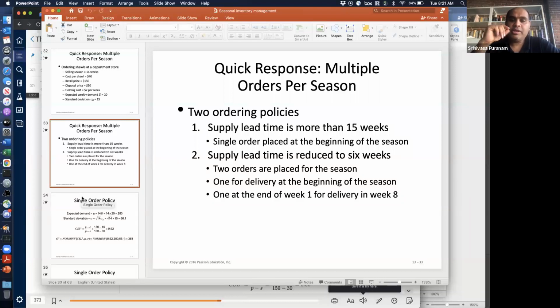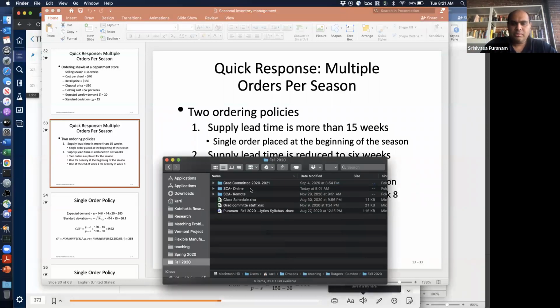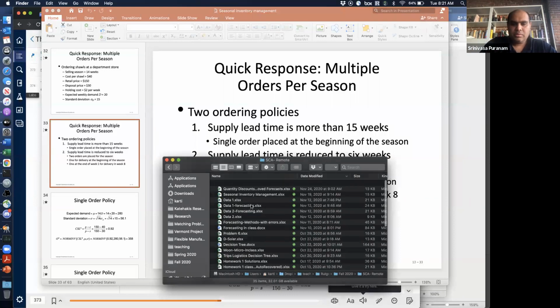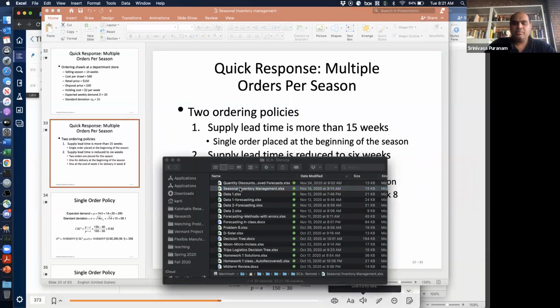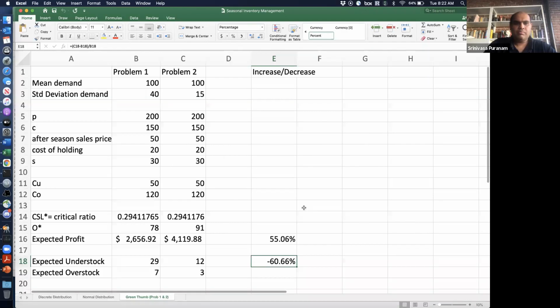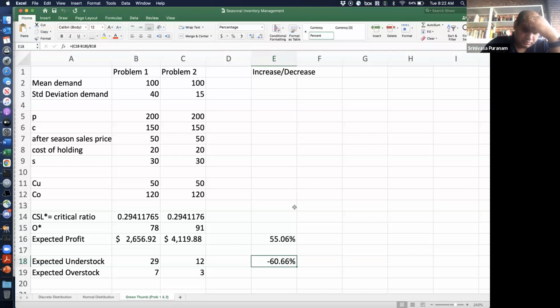So all we know is weekly demand. So how do we make it so that we know demand for the whole season? That is simple. So what I'll do is I'll open up a file.